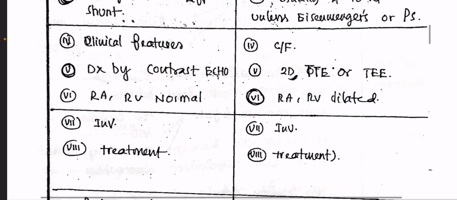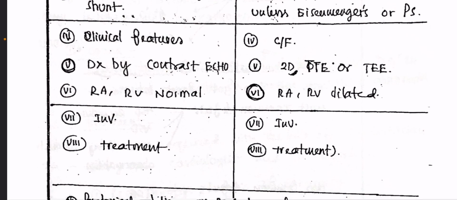PFO clinical features: diagnosis by contrast echo, RA and RV normal. In ASD, diagnosis by 2D transthoracic echo or transesophageal echo. In ASD there is presence of RA and RV dilatation.